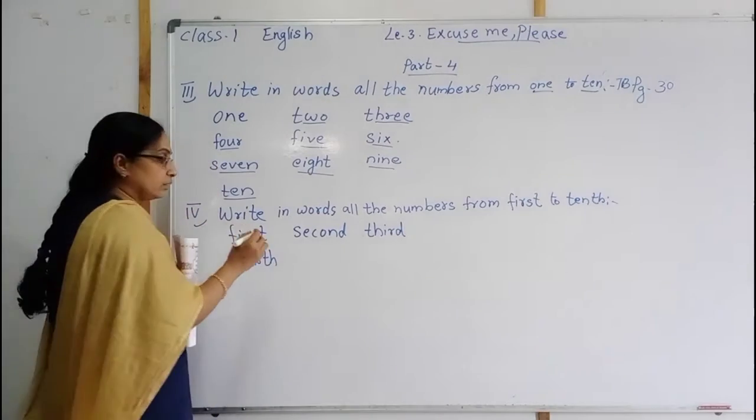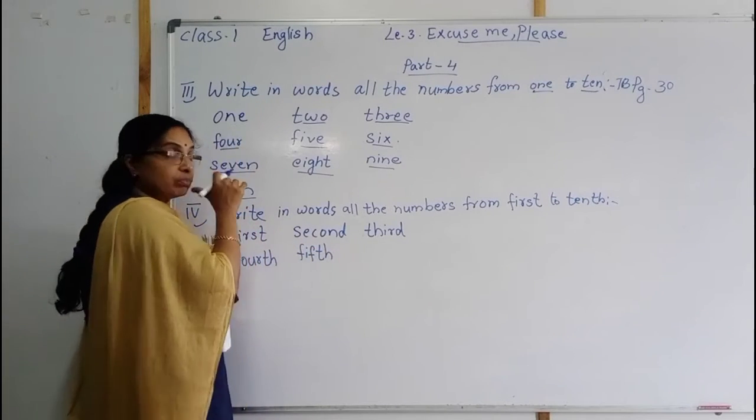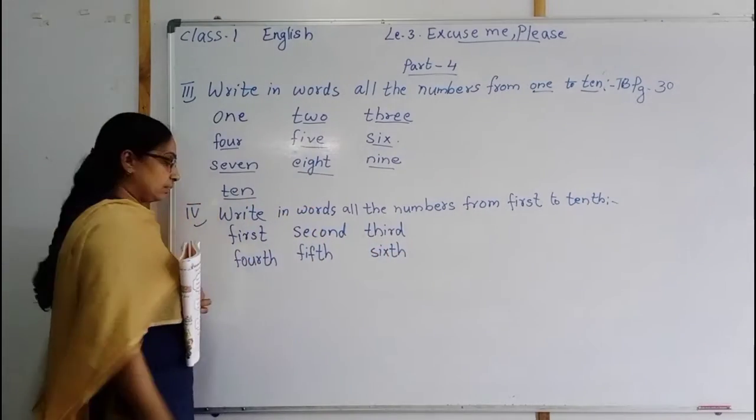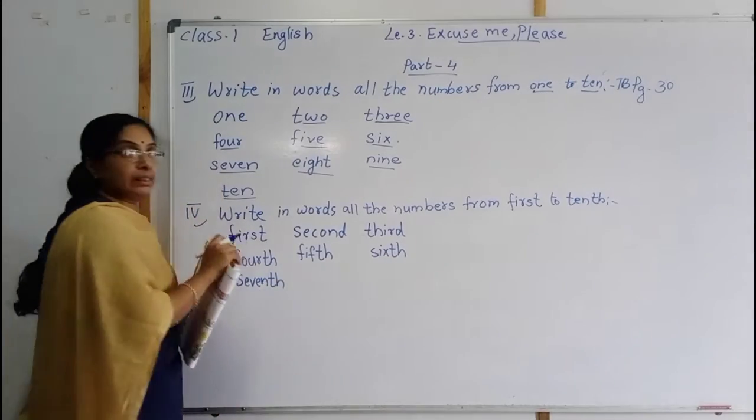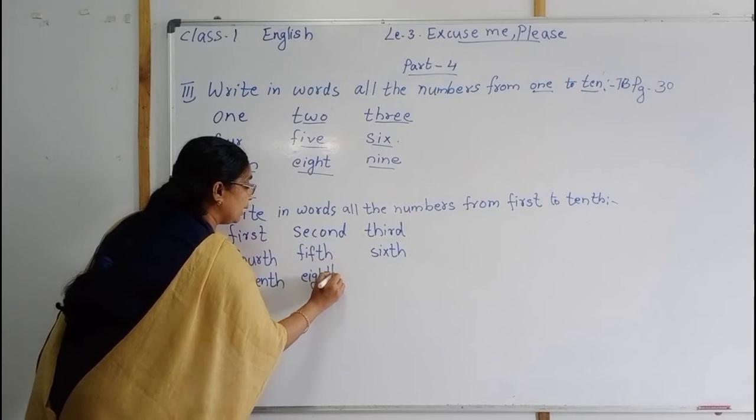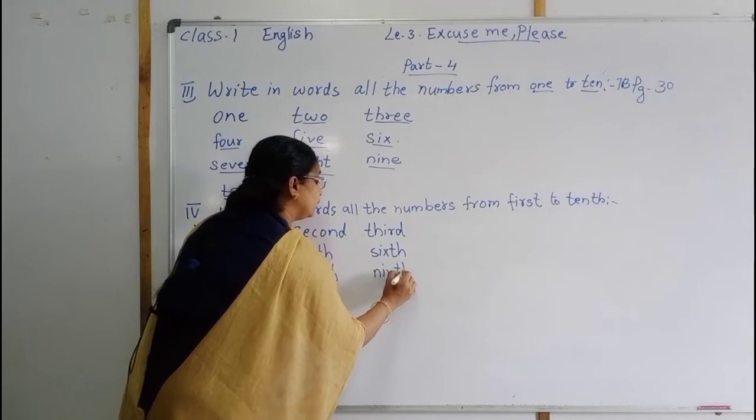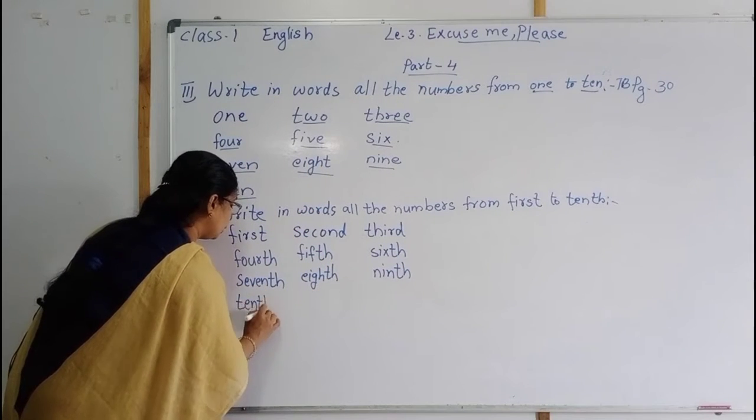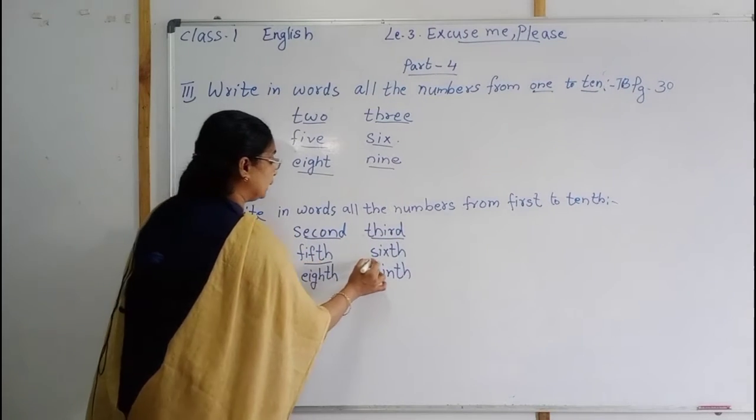F-O-U-R-T-H, fourth. F-I-F-T-H, fifth. S-I-X-T-H, sixth. S-E-V-E-N-T-H, seventh. Next, E-I-G-H-T-H, eighth. N-I-N-T-H, ninth. T-E-N-T-H, 10th. These are the ordinal numbers 1st to 10th.